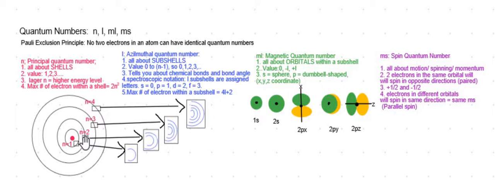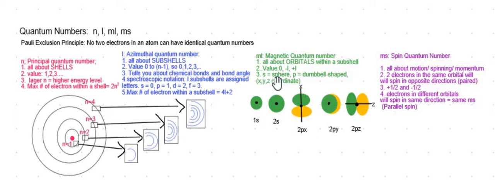So back to level 2, when L is 0, the letter is S. And so you have the sphere shape, and because it's level 2, it's going to be 2S. Also for level 2, L will also be 1, and when L is 1, the letter is P. And so you would have 2P. But P is different from S because P has 3 different orbitals, right? You have 2px, 2py, and 2pz.